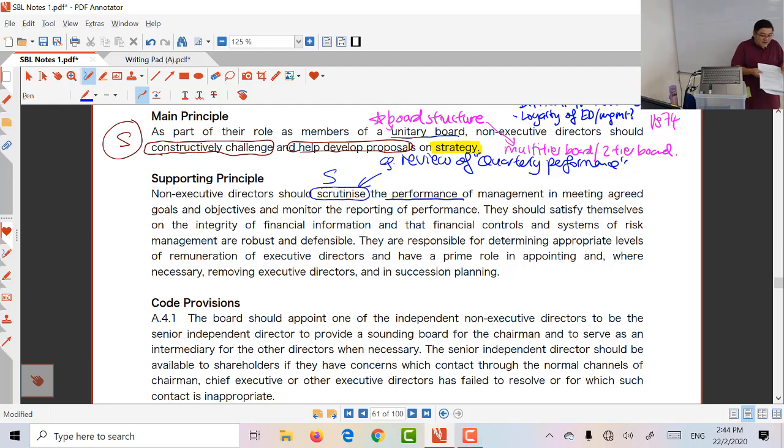But I'm a director. I don't come and check the figure whether it's right or wrong. I'm more concerned with, this year the sales dropped by another 15%. How will these things go on in the next two quarters? So what are you going to do? Is there a plan? So you must explain to me. Now, that's an example of scrutinizing performance.